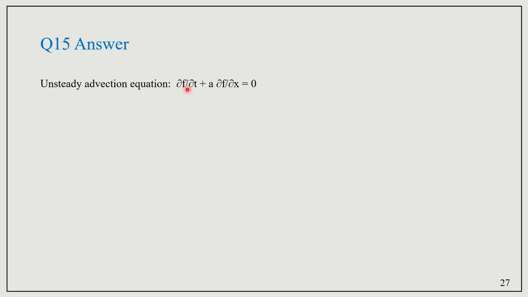So it is dou f by dou t plus a into dou f by dou x equal to 0, and we are writing it as ft plus a into fx equal to 0. So ft is dou f by dou t, fx is dou f by dou x. So forward time, backward space explicit is given by this: fi at n plus 1th time step equal to fi at nth time step minus sigma into fi at nth time step minus fi minus 1 at nth time step.